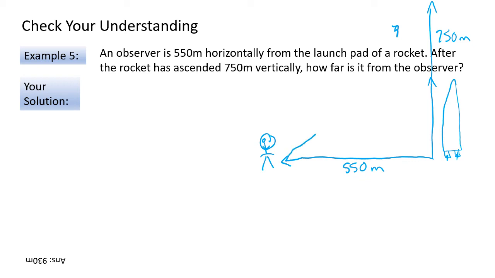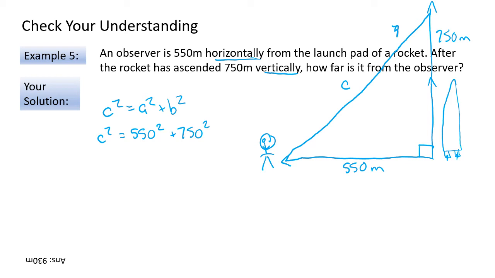The most direct way to calculate that is to find a line between those two, and what that does is it makes a triangle. Since your 550 meters is directly horizontal, and the rocket we're assuming is ascending directly vertical, those two lines must be perpendicular, meaning this angle must be 90 degrees. So we have a right-angled triangle, which means we can use the Pythagorean Theorem. C squared is equal to A squared plus B squared. We don't know C, the hypotenuse. That's what we're trying to find. So C squared is equal to 550 squared plus 750 squared, in other words, the length of your other two sides.